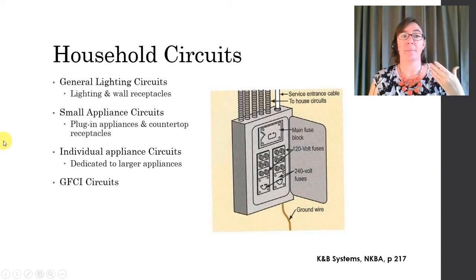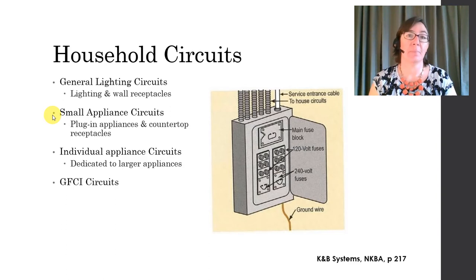You'll have specifically for a kitchen a small appliance circuit, and that will be for all your kind of plug-in appliances and your countertop receptacles. Your larger appliances will each need their own dedicated circuit. That's typically your refrigerator and your stove and your dishwasher. Okay. And you also may have some GFCI circuits, and we'll talk about those in a few minutes.